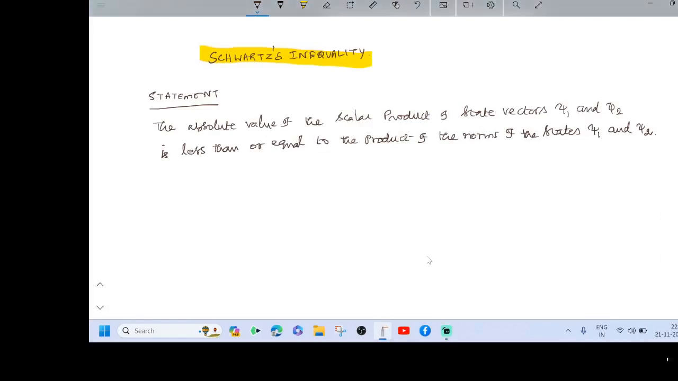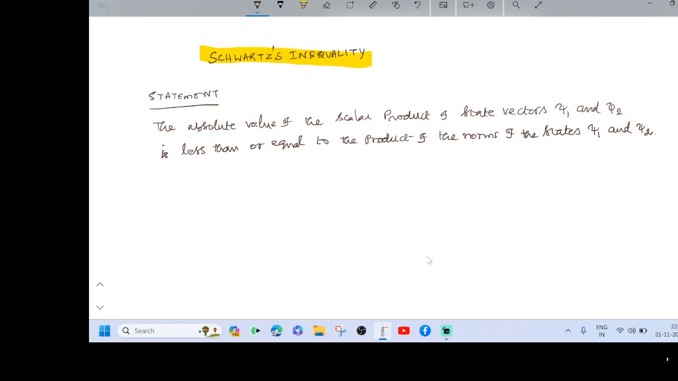During this presentation, we have to derive the Schwartz inequality. The statement of the Schwartz inequality is: the absolute value of the scalar product of state vectors psi1 and psi2 is less than or equal to the product of the norms of the states psi1 and psi2.